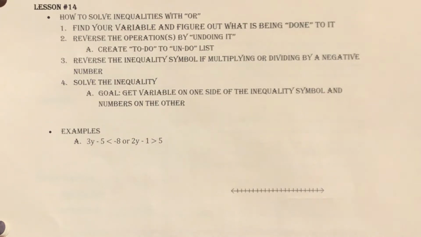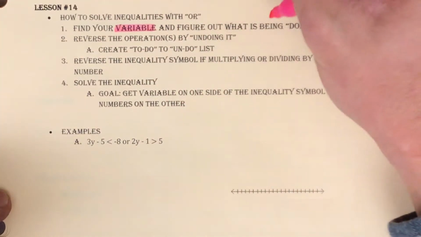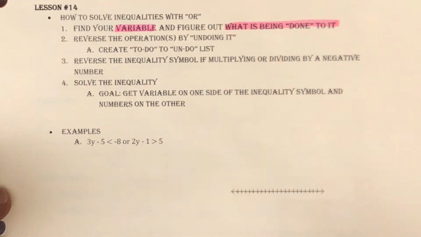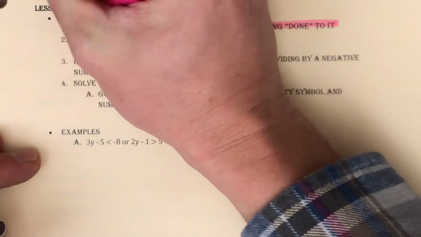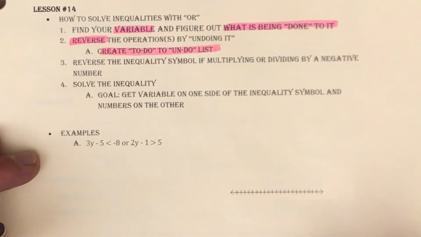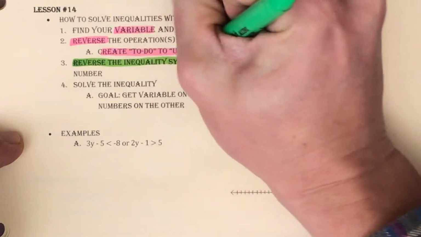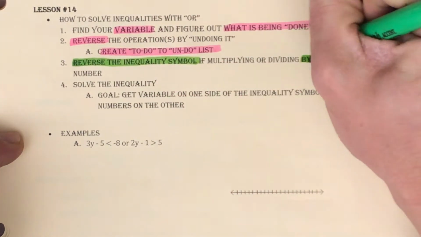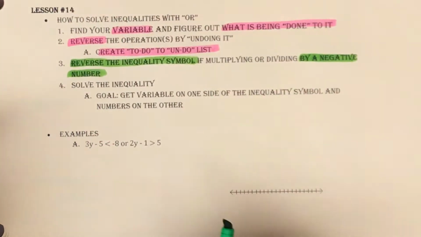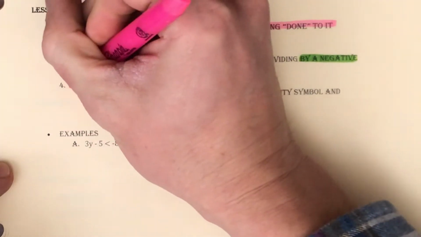So the first thing we're going to do is find our variable and figure out what's being done to it. It's going to be on the left side or the right side of the inequality symbol. Then we're going to reverse that operation by undoing it. We're going to create that to-do to undo list. Now remember, if we end up dividing or multiplying by a negative number, that reverses the inequality symbol. So no difference there. And then last thing, again, reminder, we're going to solve the inequality.